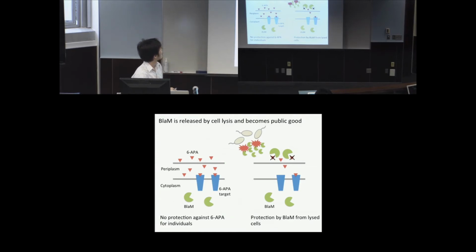What happens is that when I add 6-APA, 6-APA binds to its target, which sits in the periplasmic space. So BLIME doesn't have access to that 6-APA, so it cannot protect cells from the action of 6-APA. When it's inside, there's no protection. But when other cells lyse and release this BLIME, the released BLIME in the extracellular space has access to 6-APA, and it can degrade the drug from the outside. So it can reduce the concentration of 6-APA and therefore help protect the survivors from this drug.